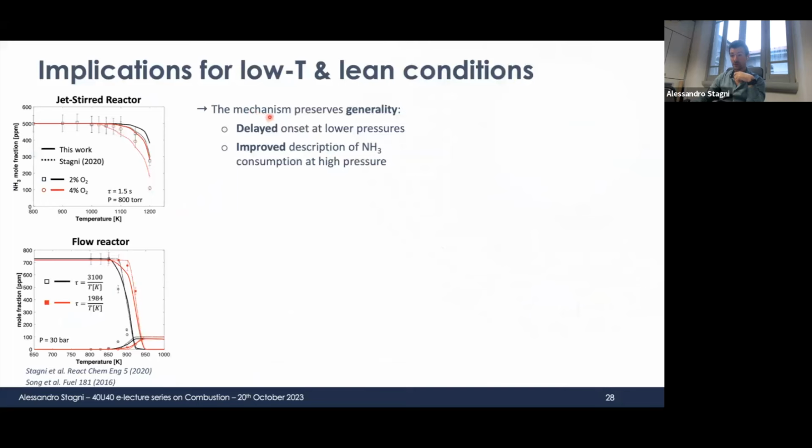The mechanism is still preserving generality, although there is a delayed onset at lower temperature, but on the other side, there is an improved description of ammonia consumption at high pressure. This is a flow reactor on the bottom left part, which is operated at 30 bar and was done by Song in 2016.